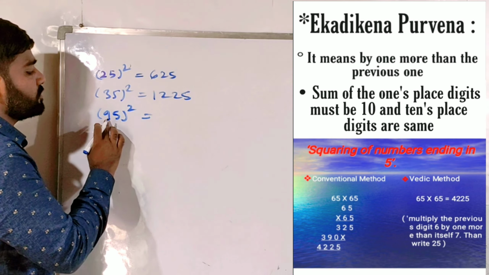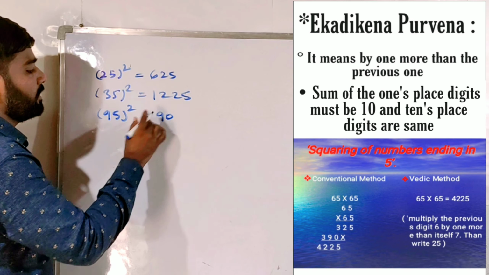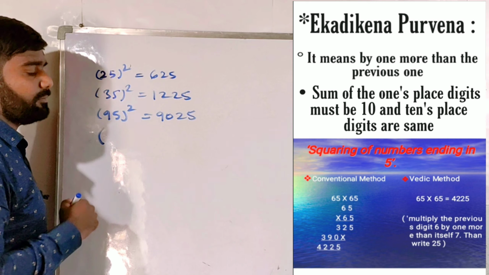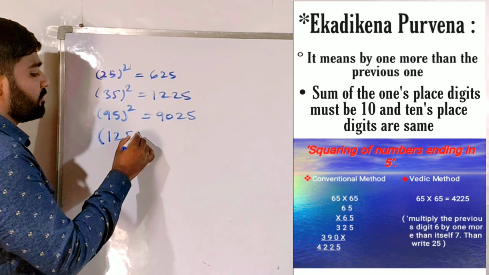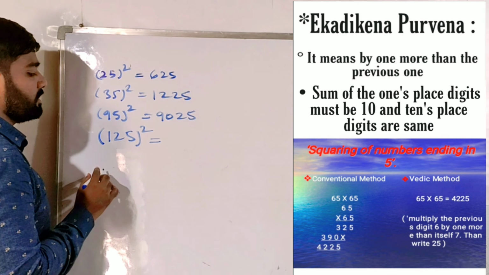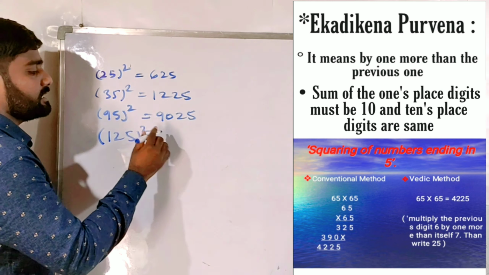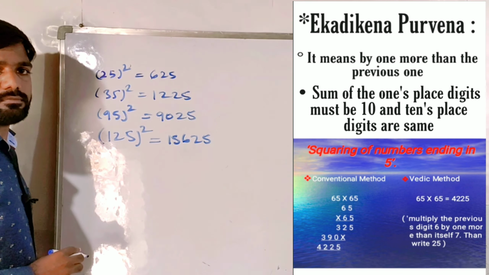35 square is equals to 1 more than 3 is 4, 3 4s are 12, 5 5s are 25. 95 square is equals to 9, 1 more than 9 is 10, 9 10s are 90, 5 5s are 25. The answer is 9025. ఇదే మెథడ్ని మనం 3 digit నెంబర్ స్క్వేర్ ఫైండ్ అవుట్ చేయడానికి కూడా యూజ్ చేయొచ్చు. 125 square is equals to, the previous set of digits is 12, 1 more than 12 is 13, 12 13s are 156, 5 square is equals to 25.